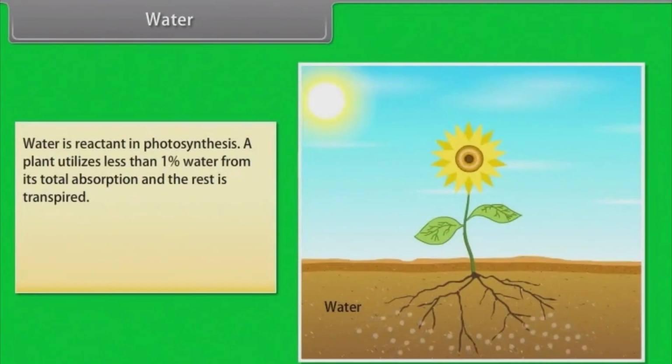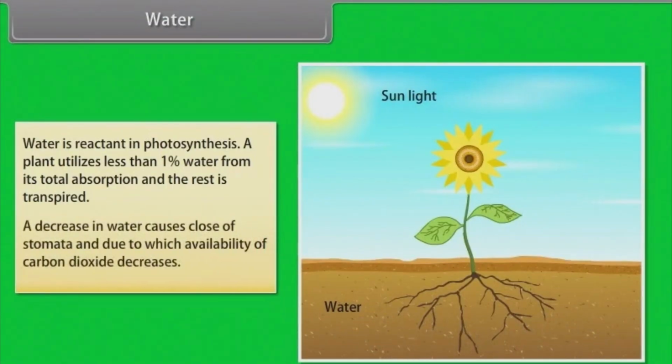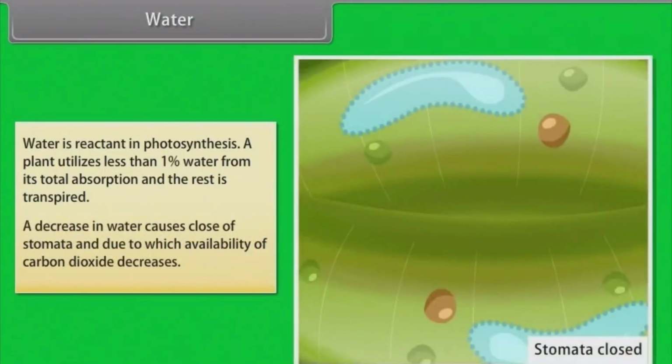Water. Water is a reactant in photosynthesis. A plant utilizes less than 1% of the water it absorbs for photosynthesis, and the rest is transpired. A decrease in water causes closure of stomata, due to which the availability of carbon dioxide decreases.